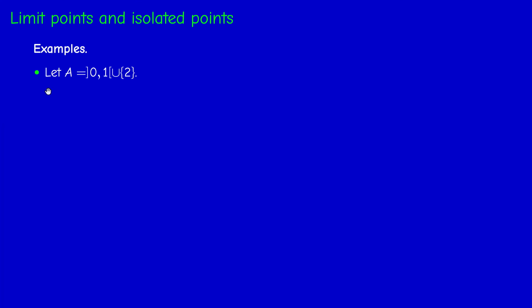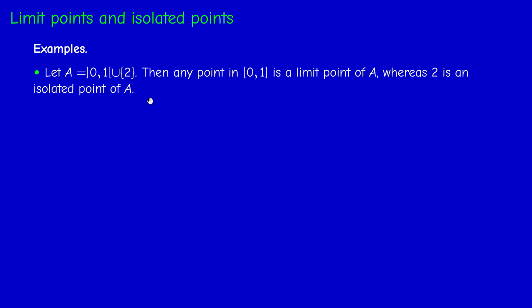Consider the subset A of the real line consisting of all the numbers between 0 and 1 strictly, together with 2. Here, as you may easily check, any point in the closed interval [0,1] is a limit point of A, whereas 2 is the only isolated point of A. It's very easy. Just draw a picture. Now we understand why we call 2 isolated, because we can isolate 2 by a small interval that does not meet A, or that meets A only at 2.